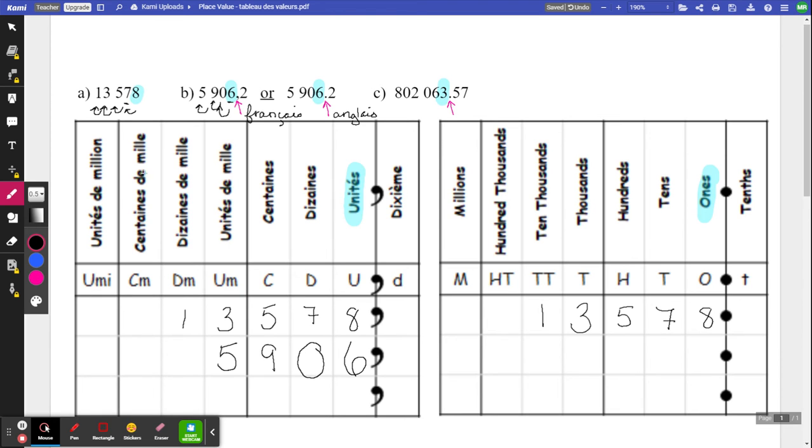So now I'm going to go back and I'm going to look at what part comes after the decimal. So I just have one number after it. So I'm going to write that in after my decimal there. Okay. Same thing over here. I just have one number. It's the same number. So I'm just going to write it in after the decimal place. Okay. So 5,906 and 2 tenths.